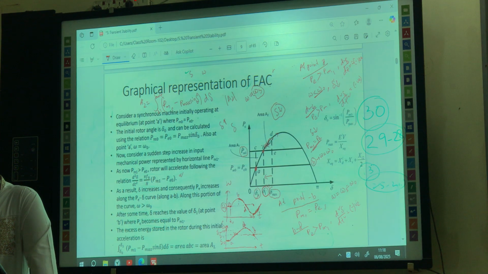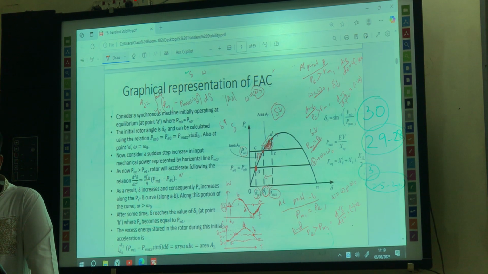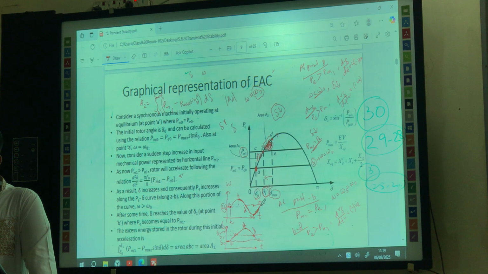Okay, that means in this region, in this backward journey, whatever energy was stored due to the deceleration phase, in the acceleration phase all of this energy will be given back. Now again, this system will come to point A. At point A, this delta value will be delta naught, and the omega value will be omega naught. Because at point A we are actually coming to the steady state, right? Because the omega value is reaching the omega naught value.